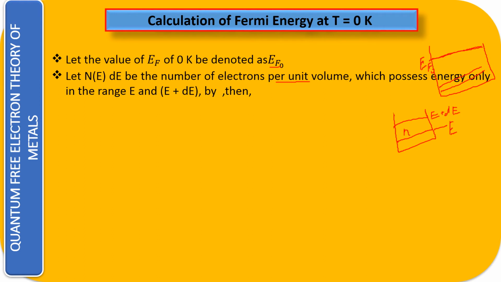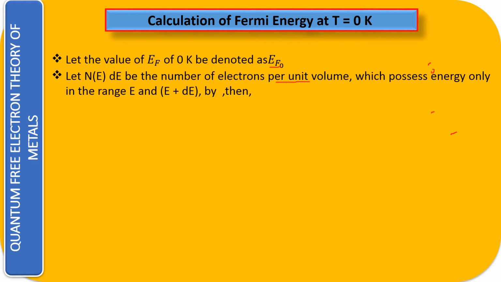Now the Fermi energy is somewhere here. This is the highest energy occupied by the electron at 0 Kelvin. If I integrate over this range, with the minimum energy 0 and the maximum energy EF naught, I will be able to find out the total number of electrons in that specimen at 0 Kelvin. This is our purpose, and this is what we are going to look into. So with this concept, let us proceed.